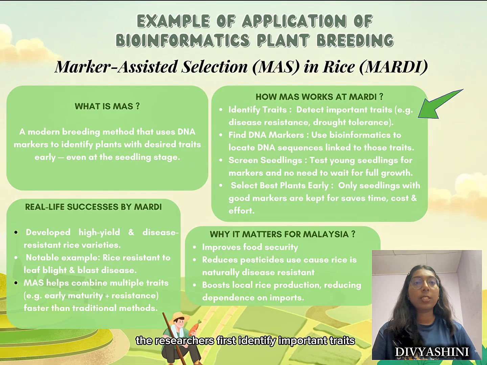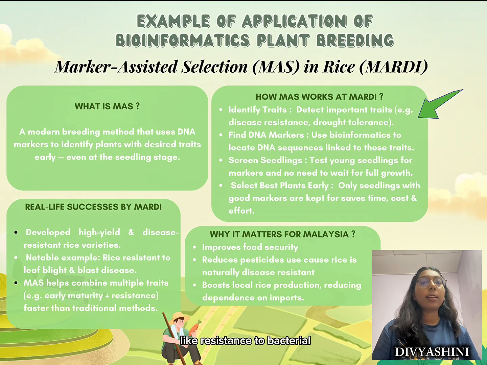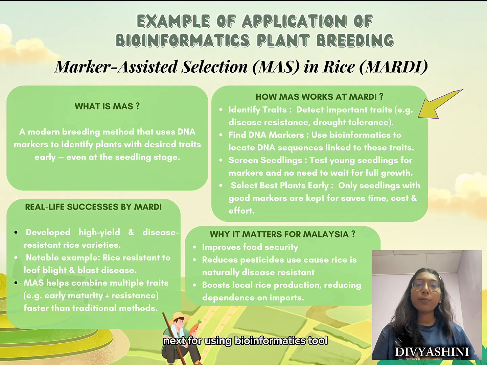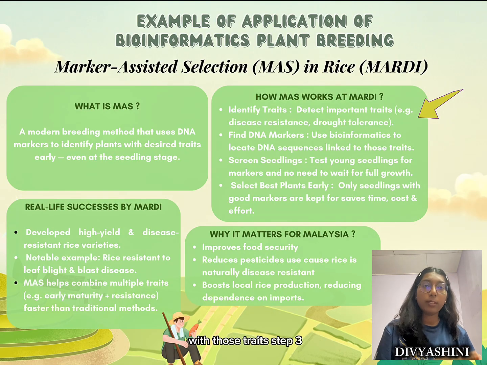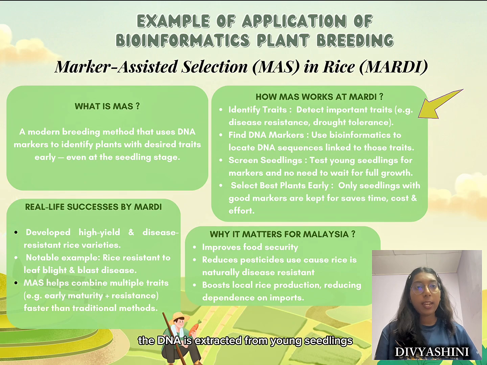The researchers first identify important traits like resistance to bacterial leaf blight or drought tolerance. Next, using bioinformatics tools, they scan the rice genome to find markers linked to those traits. Step 3, the DNA is extracted from young seedlings.